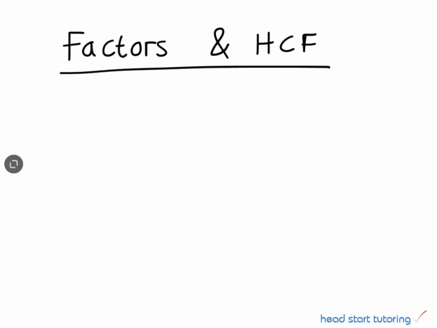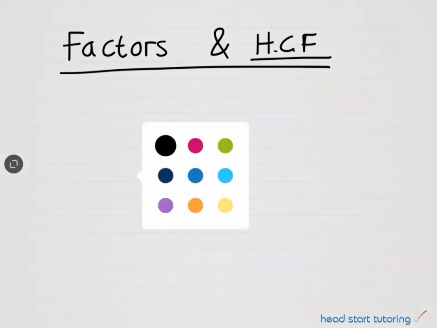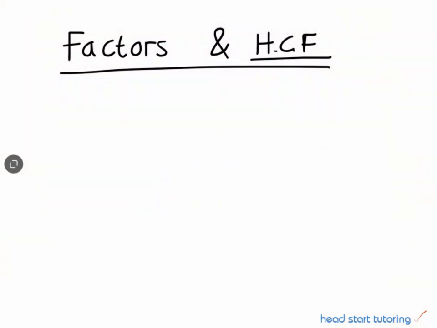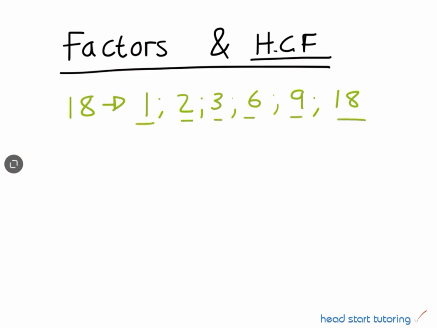We are going to have a look at factors and highest common factors. HCF stands for highest common factor. So factors are all the numbers that fit into another number. So the factors of 18 would be 1, 2, 3, 4 doesn't fit into 18, 5 doesn't fit into 18, 6 fits into 18, and then we've got 9 and 18. So the number 18 has 6 factors.